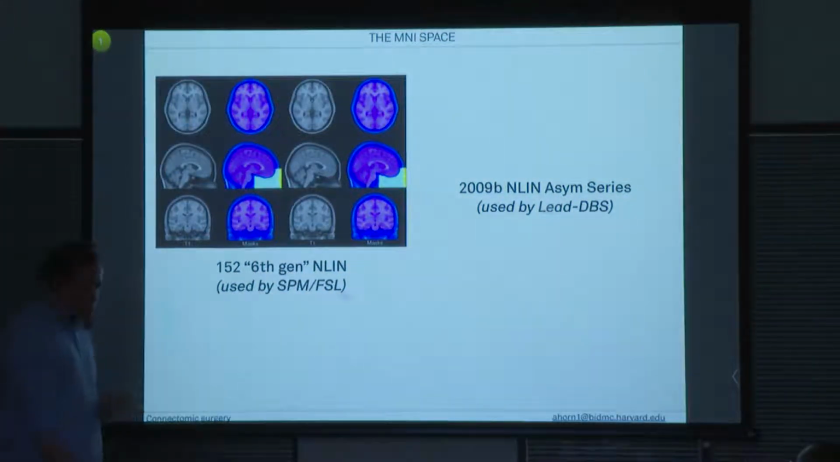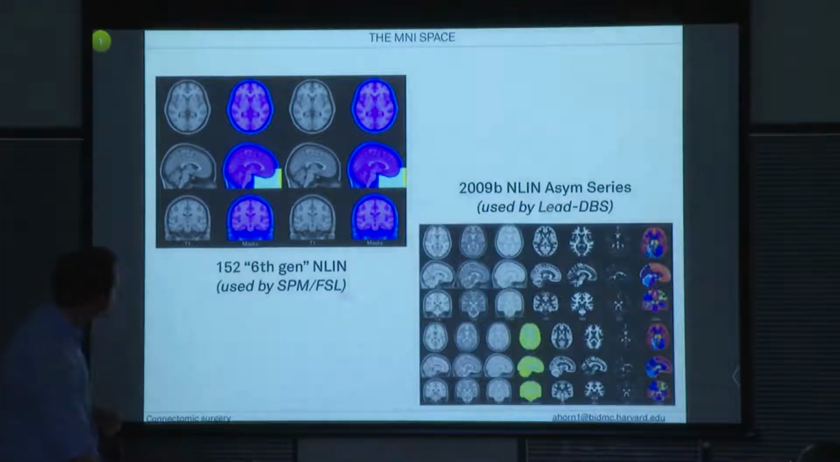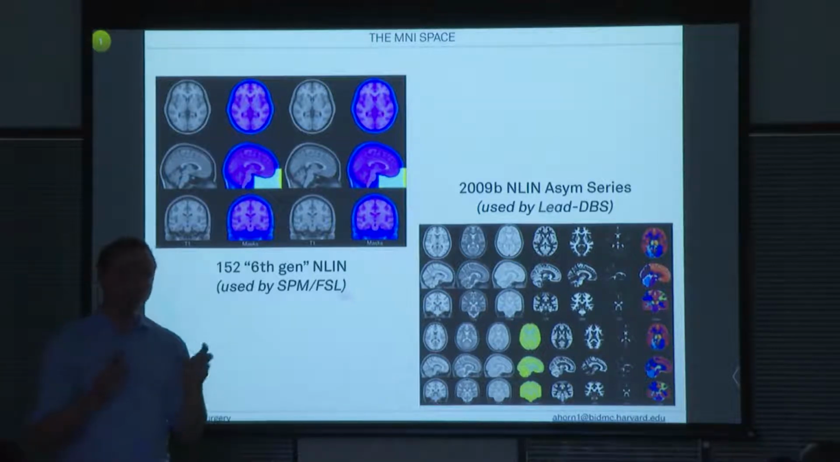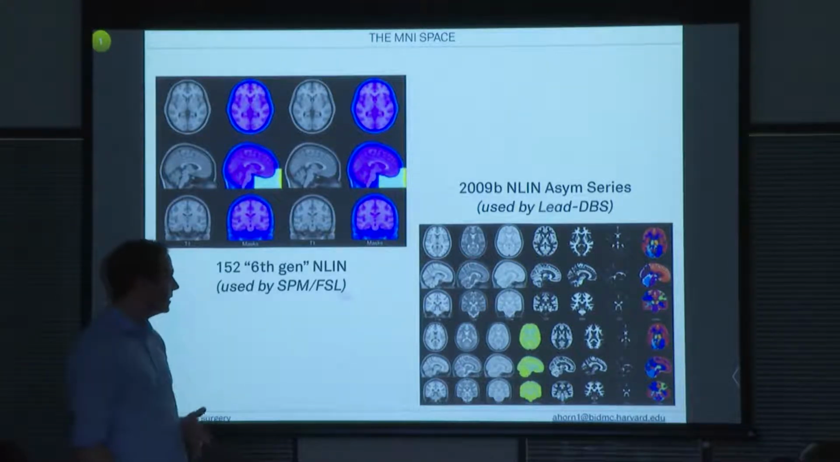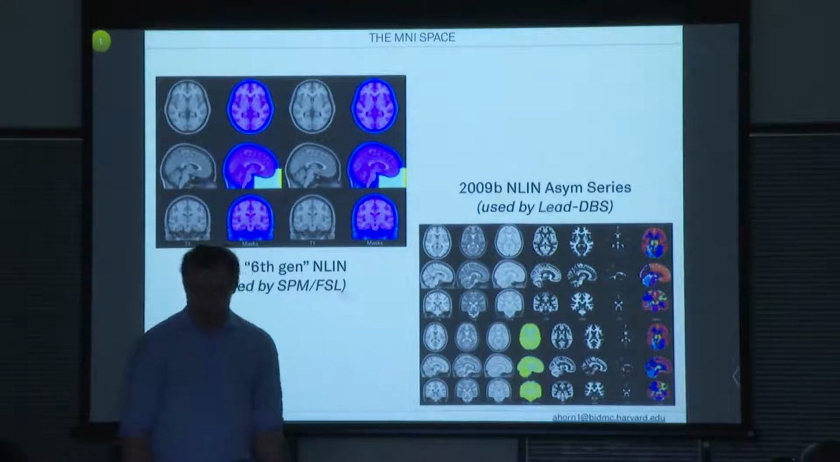Okay. So again, most of the modern imaging pipelines use the older one, and Lead-DBS uses the newest one. And I think there is a slight mismatch between the two. So sometimes if you have a result in SPM or FSL and you want to directly compare it with Lead-DBS and it's really about millimeters, there is some technicality to that. So you should be aware of it at least.